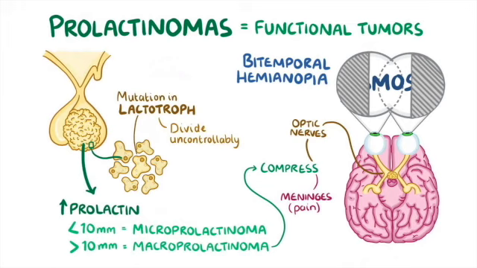TSH, growth hormone, and ACTH levels are ordered because prolactinomas can cause hypersecretion or hyposecretion of other hormones of especially the anterior pituitary. MRI is the study of choice to look for cellular lesions in the sella turcica in pituitary tumors. Small adenomas may not be visible.